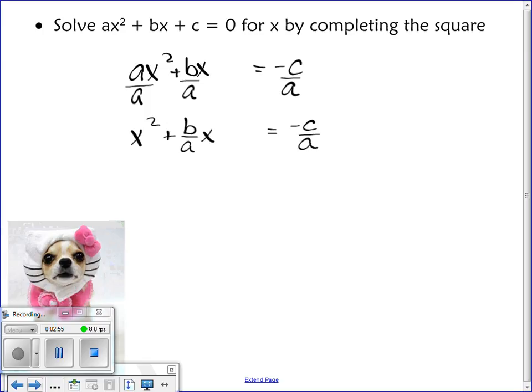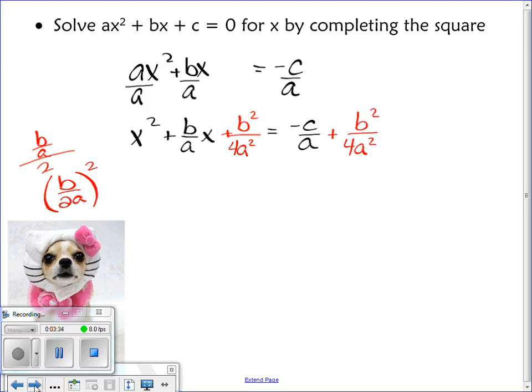Okay, what was your next step? Good. B over a, and we divided it by 2. Do you remember how you divide a fraction by 2? You multiply the bottom by 2. So really it becomes b over 2a. And then we had to square it. We square the top, we square the bottom, right? So what's b squared? b squared. And what's 2a squared? What's 2 squared? So it'd be 4a squared. So that's what I'm going to add to both sides.